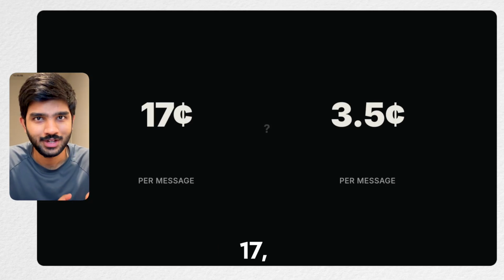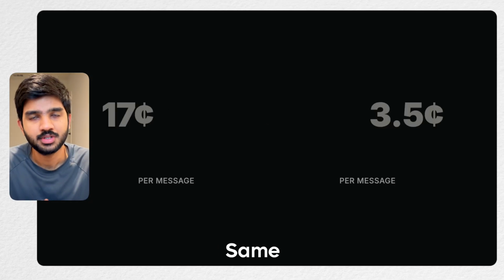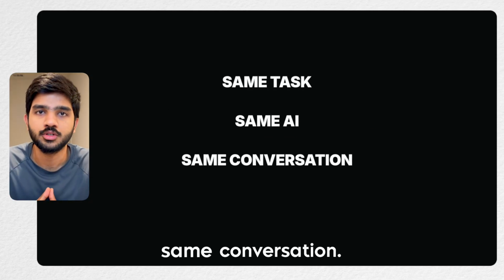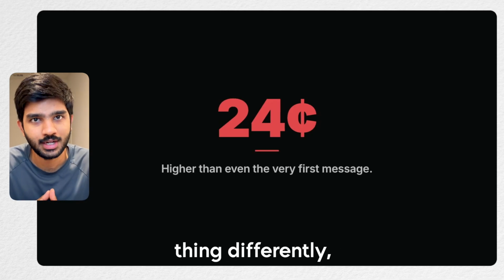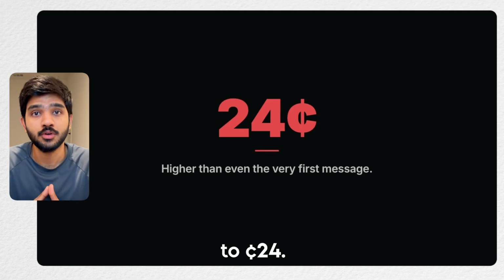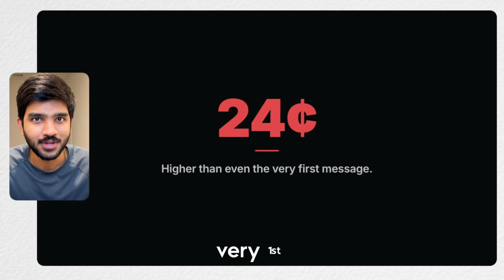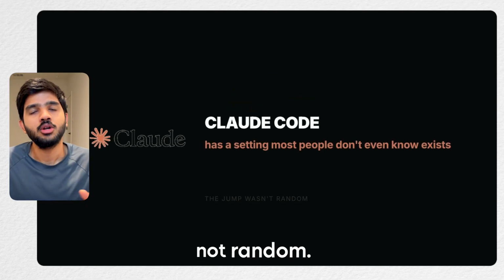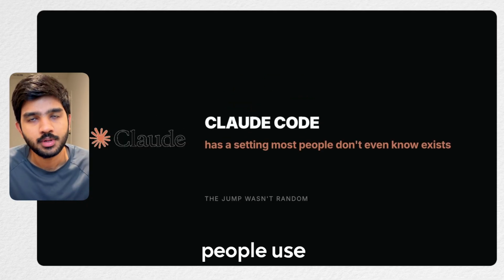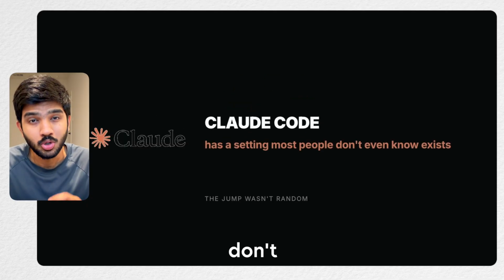Look at this, 17 cents, 3.5 cents. Same task, same AI, same conversation. Then I did one thing differently and the cost jumped to 24 cents, higher than even the very first message. The jump was not random. It is a setting most people who use tools like Claude Code don't even know exists.